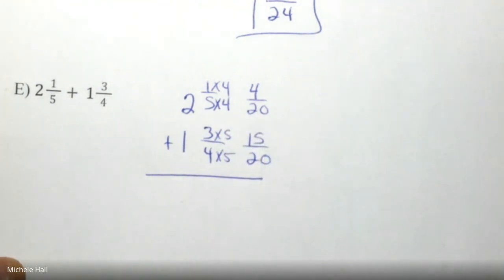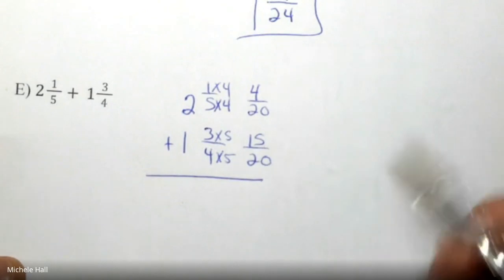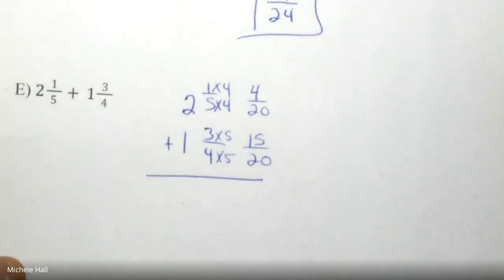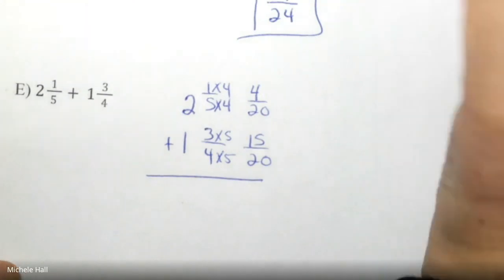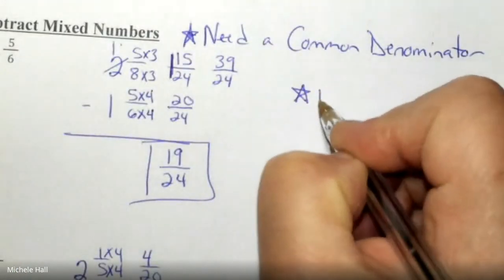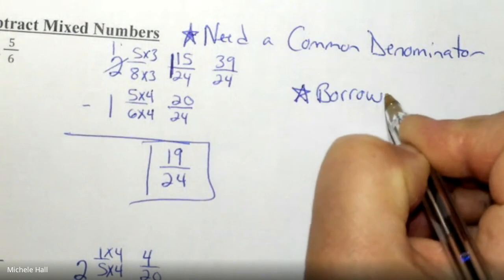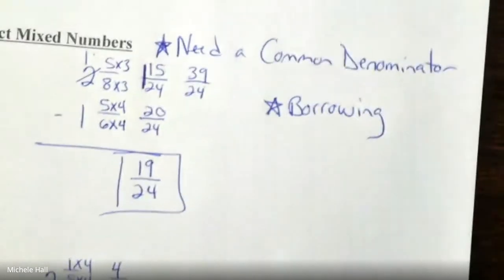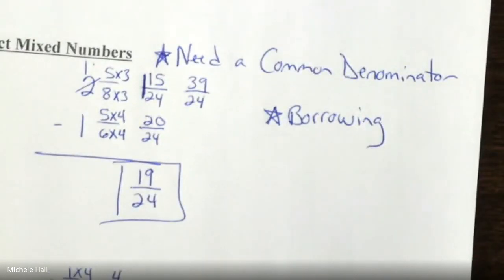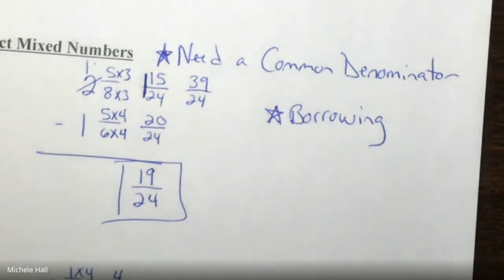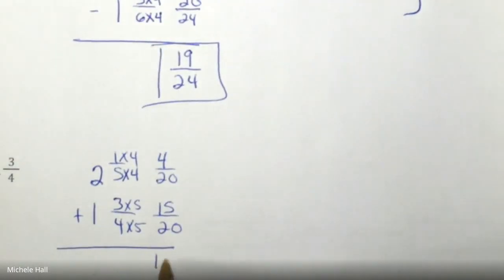Do I have to borrow? It says 4 and 15. You're adding, so no, you don't have to borrow, only when you're subtracting. And over here, on this one, I'm going to put a little star that says borrow, so that when you're looking back for an example about borrowing, you'll see that right there. You don't have to borrow when you're adding, you just add them up. So we have 4 plus 15 is 19/20. And then you add your whole numbers. 2 plus 1 is 3. Final answer.